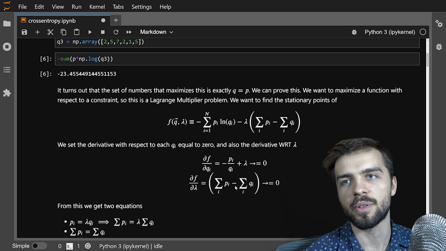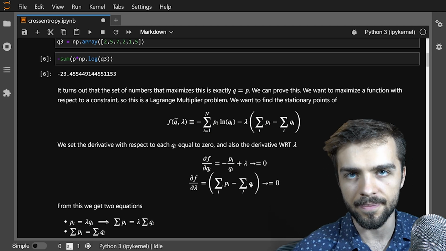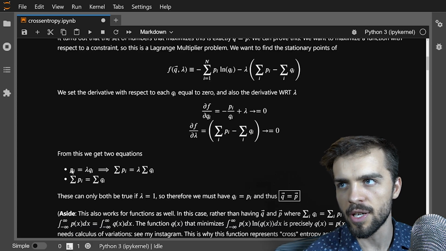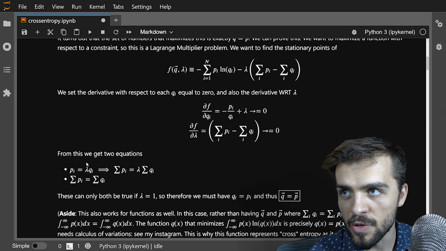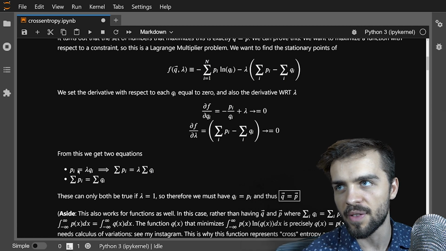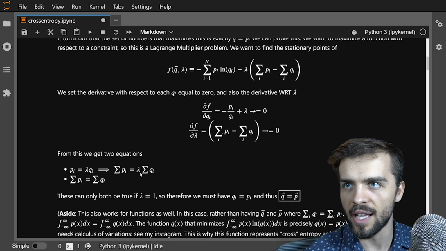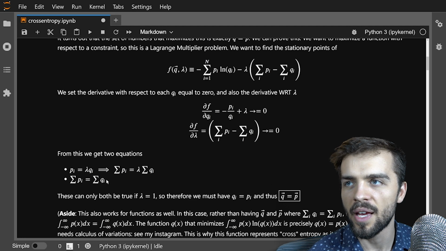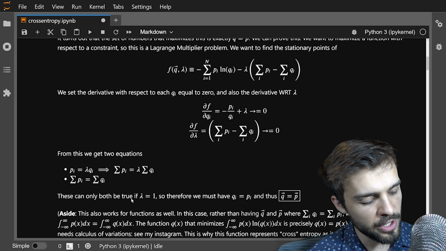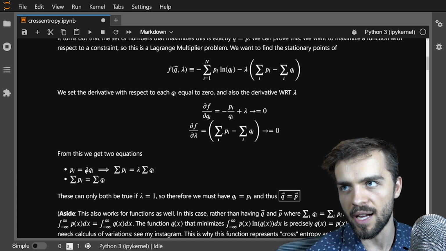df/d-lambda is also equal to 0. Well, that just gives you the constraint back: the sum of the pi's equals the sum of the qi's. So from these, you get two equations. You get pi equal to lambda qi from this equation, and also the sum of the pi's equal to the sum of the qi's. From this first relation, take a sum here and a sum here. The sum of the pi's is equal to lambda times the sum of the qi's. And if you look at this expression here and this expression here, it can only be true if lambda is equal to 1. So therefore, pi is equal to qi.